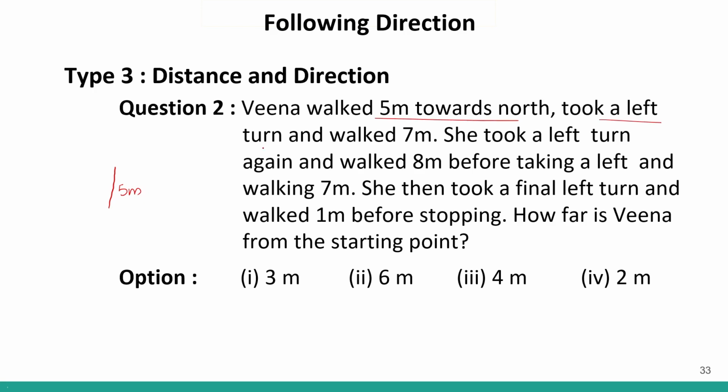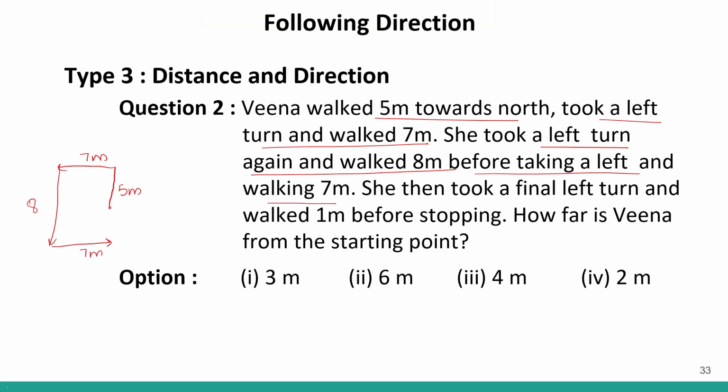Then she took a left turn and walked 7 meters. So left will be this side, walked for 7 meters, right? She then took a left turn again and walked for 8 meters. So left will be this side and she walked for 8 meters. Then she took a left turn again and walked 7 meters. So left will be this side and 7 meters.